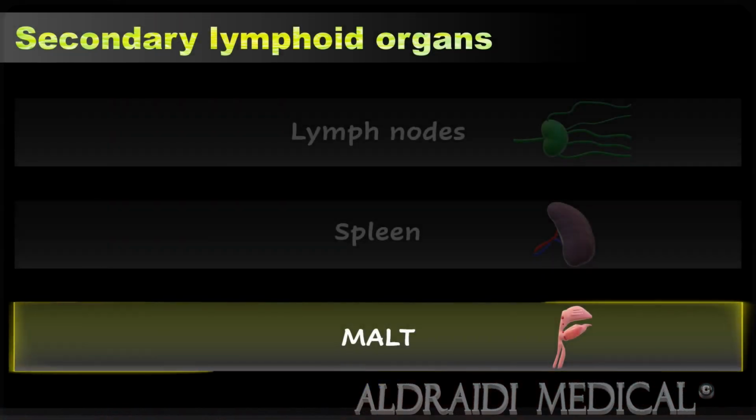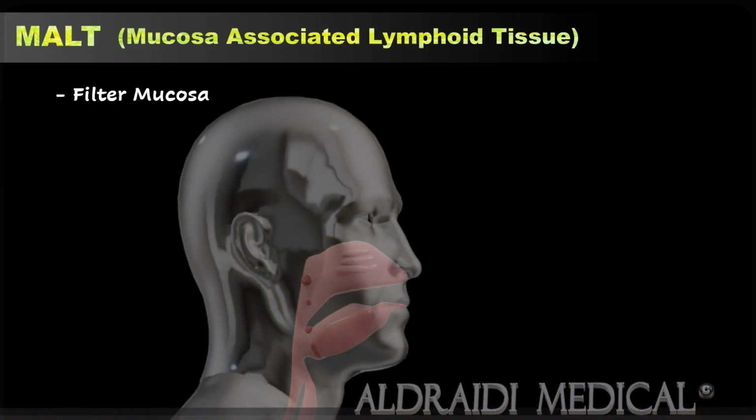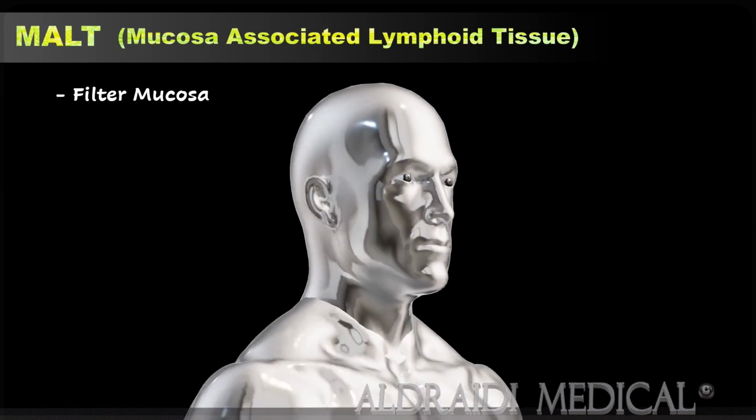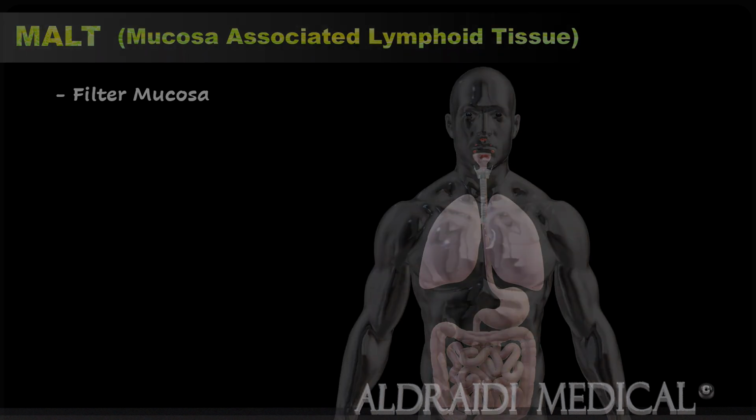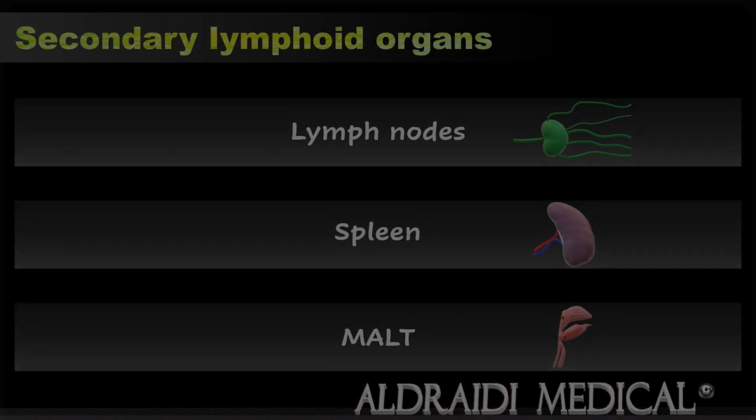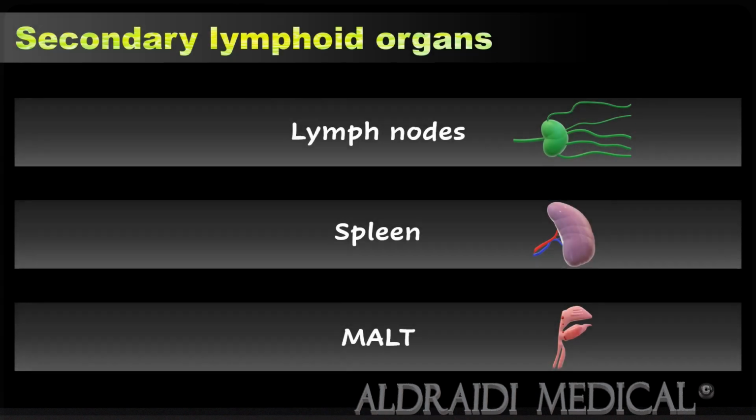The mucosa-associated lymphoid tissue filters the mucosal epithelium and initiates immune responses to antigens encountered along the mucosal surfaces. So these secondary lymphoid organs function mainly in trapping and filtering foreign antigens, and they provide sites for mature lymphocytes to interact with those antigens. And here are the sites where the transition from innate to adaptive immunity occurs.